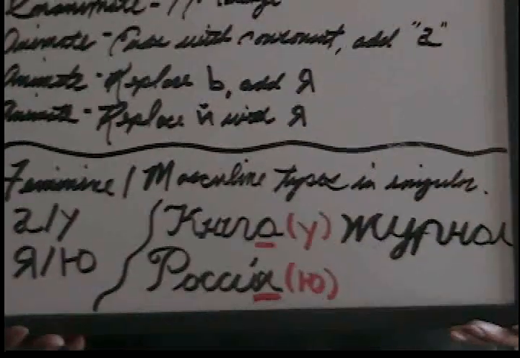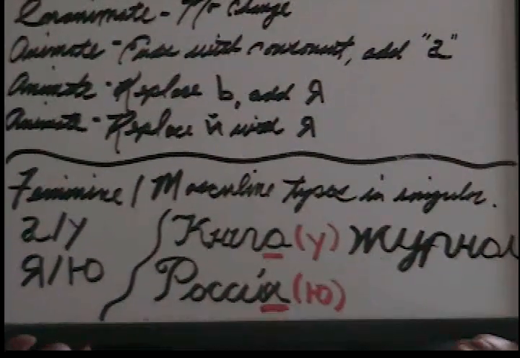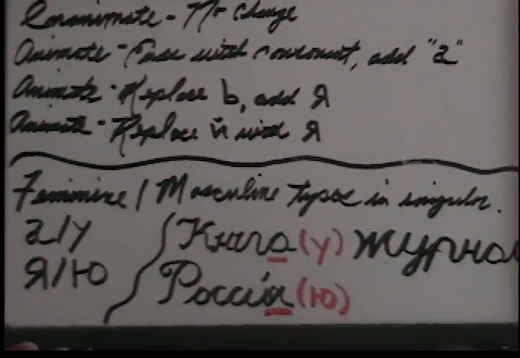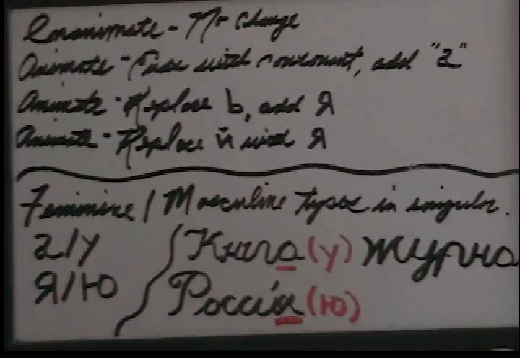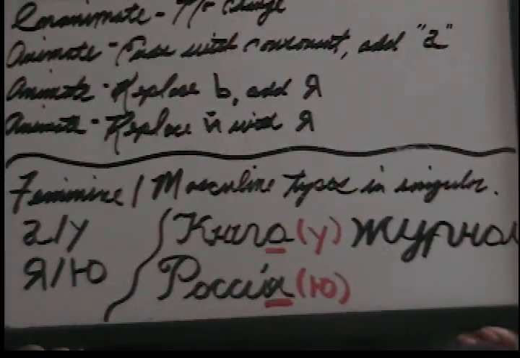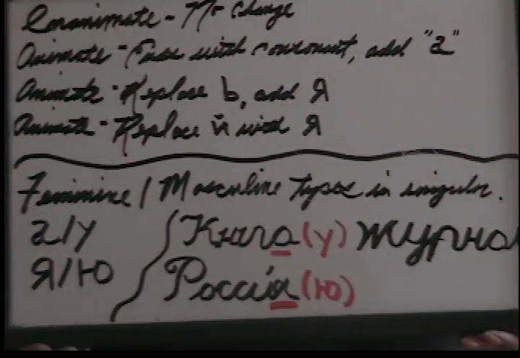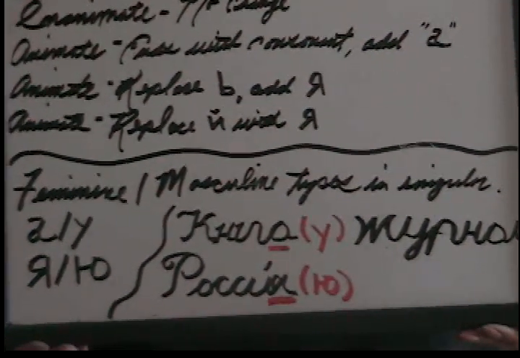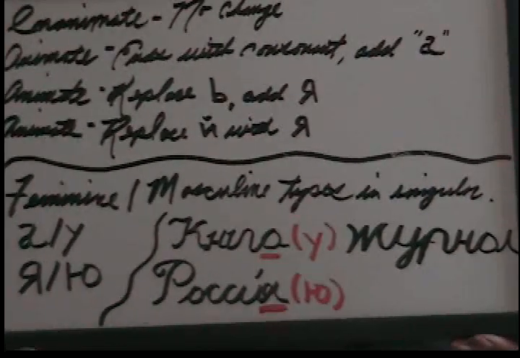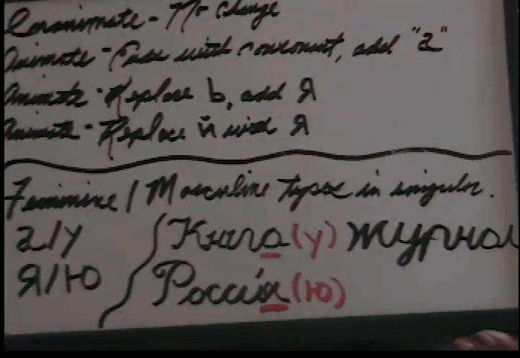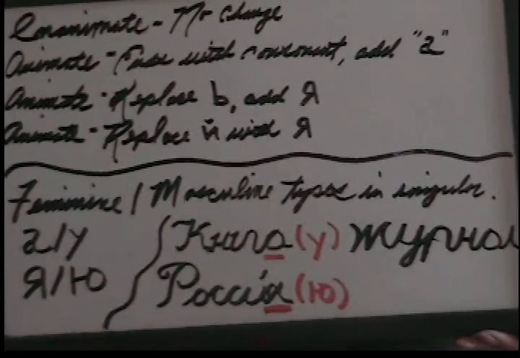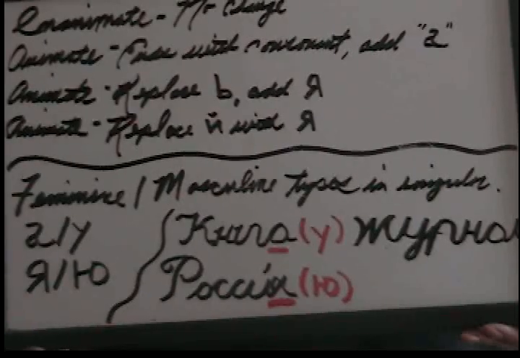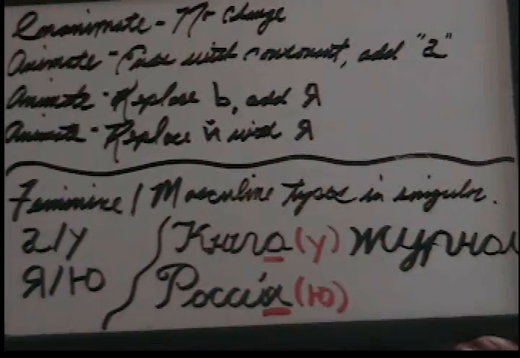Now at the bottom you have feminine and masculine types in singular. So if it's А, it becomes У, Я becomes Ю, in the accusative. For example, you have книга, which is book, and it ends with an А, so you're going to drop that off in the accusative and add У, so it becomes книгу. The bottom one, Россия, Russia. You're going to take off the Я and add Ю, and it becomes Россию. Alright?